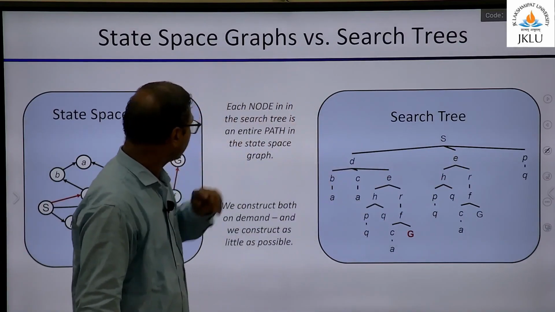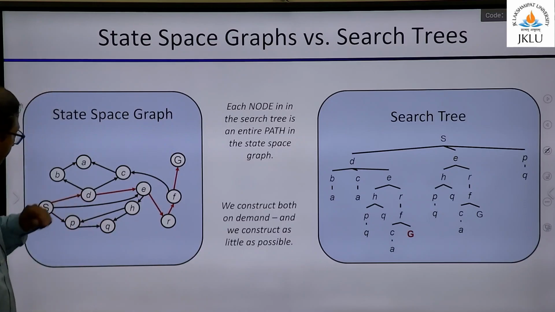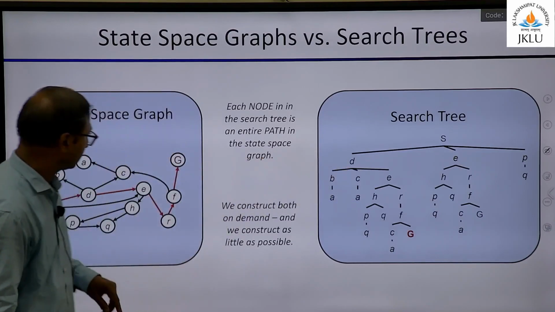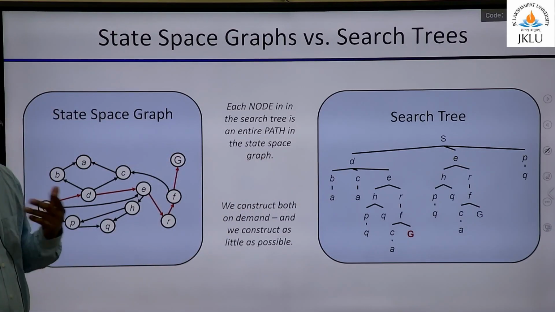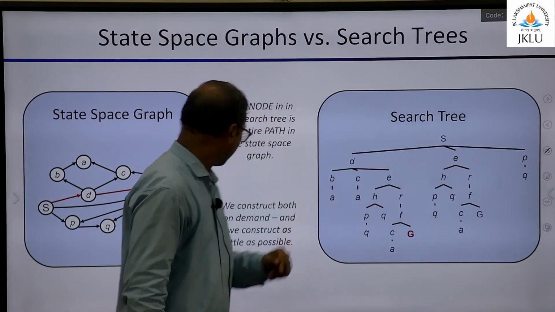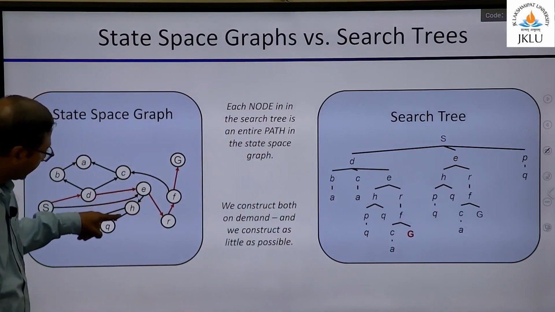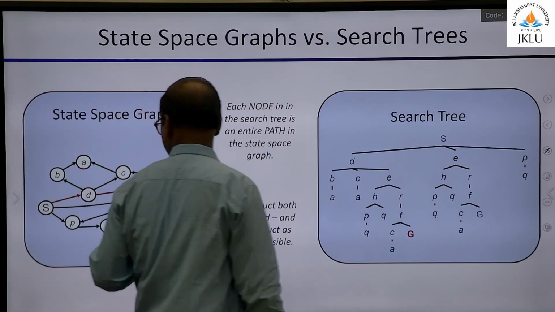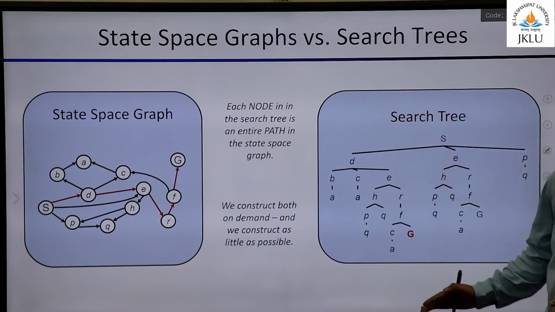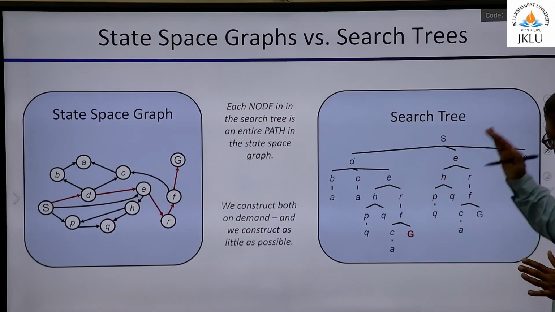Okay, so in this case, let's say we do BFS. You come to D now. Expand D. From D I can go to B, C and E. What do I do next? I come to E, let's say. From E I can go to H and R. From P I can go to Q, and we keep on building this.